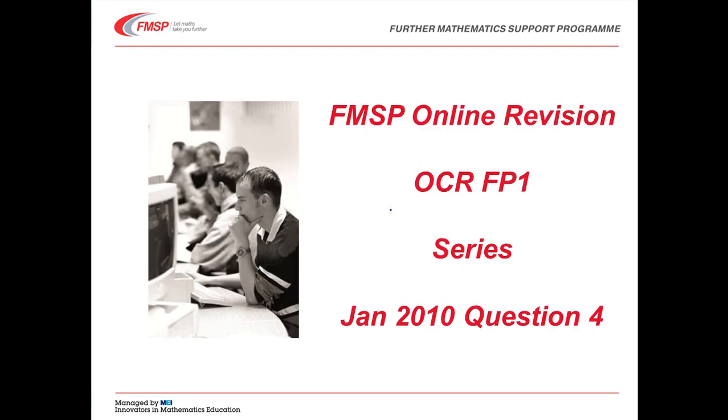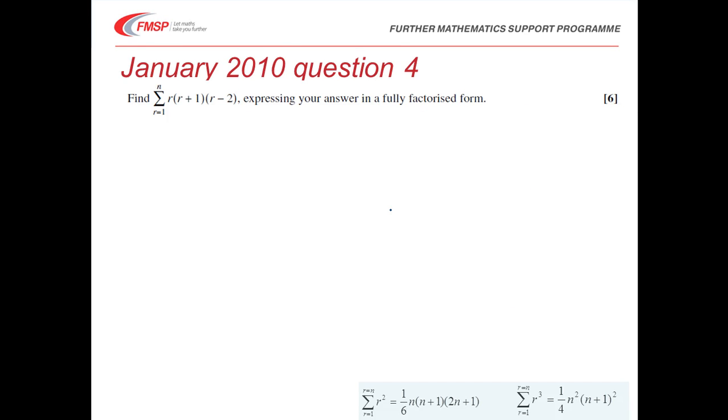This is a revision session for OCR FP1. The topic is series and the question is January 2010, question 4. The question asks us to find the sum from r equals 1 to n of r(r + 1)(r − 2), expressing our answer in a fully factorised form.